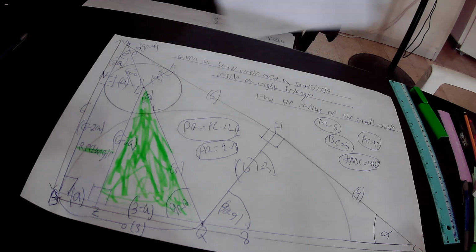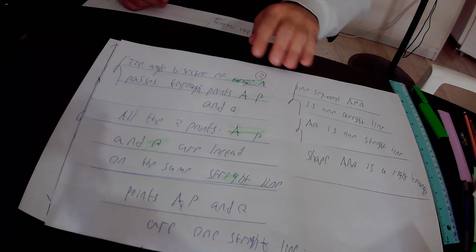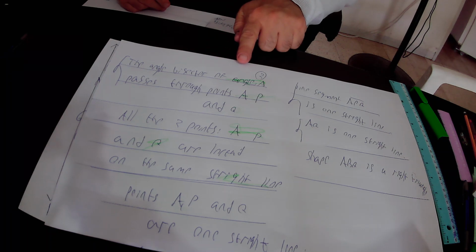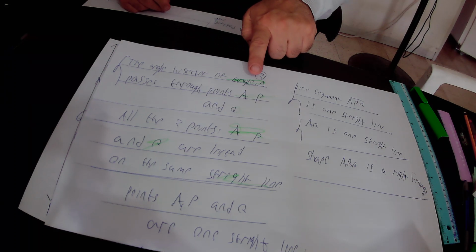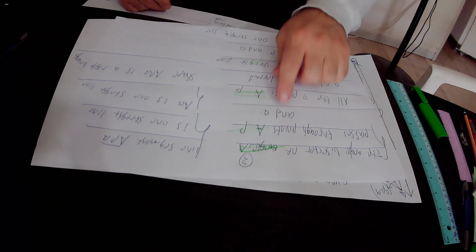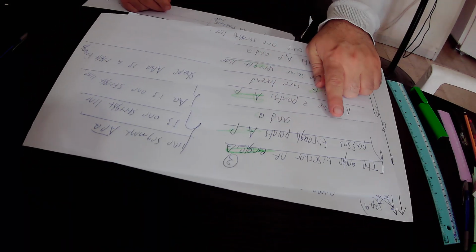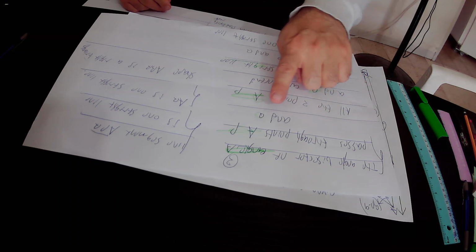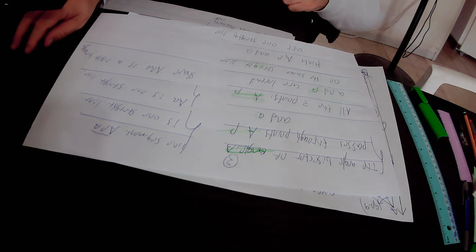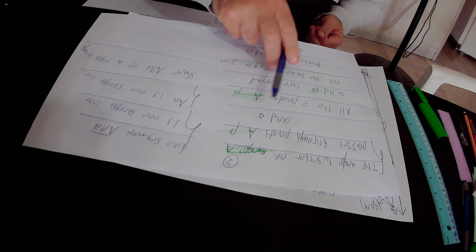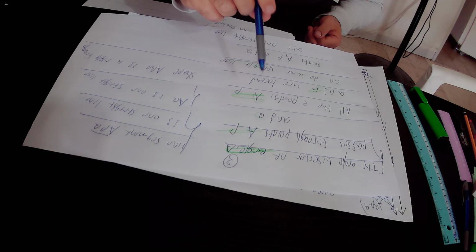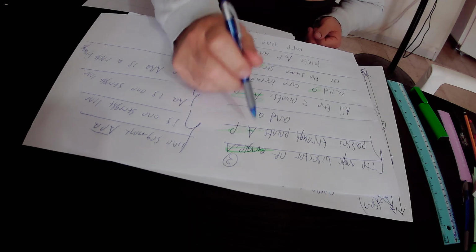So you can write down that the angle bisector of angle A passes through point P. The angle bisector of angle A passes through point P.